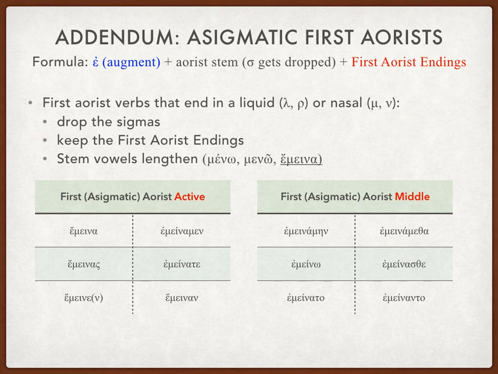In the middle voice, same thing. All I'm really doing here is dropping out the sigma from the stem. So emeinamen in the middle, emeinao, emeinato, emeinametha, emeinasthe, and emeinanto. All the same endings that you learned from the chart before for the first aorist endings. You just have to know that some verbs will not use the sigma, and it's just a matter of knowing your principal parts and remembering that liquid stems or nasal stems will sometimes follow this rule.